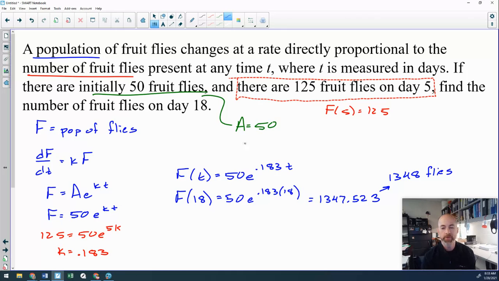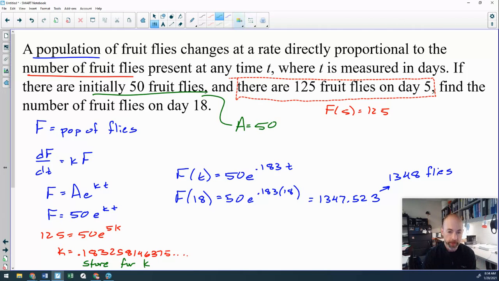However, I made a mistake there because I used a rounded value for k. K is not exactly 0.183. The actual value of k is 0.183258146375, and it keeps going forever. We want to make sure we are guaranteed final accuracy or complete accuracy with our final answer. So what you need to do when you solve for K and you get K in the calculator, store it. I stored it in my calculator for K. You can store it for A, whatever.